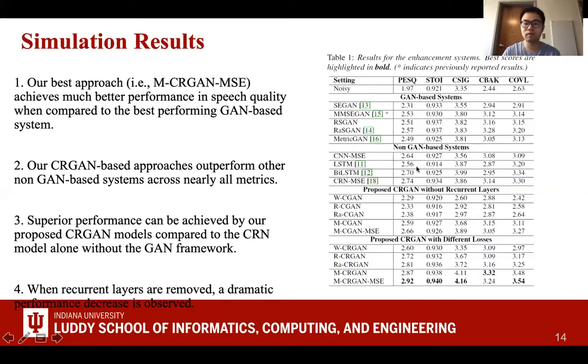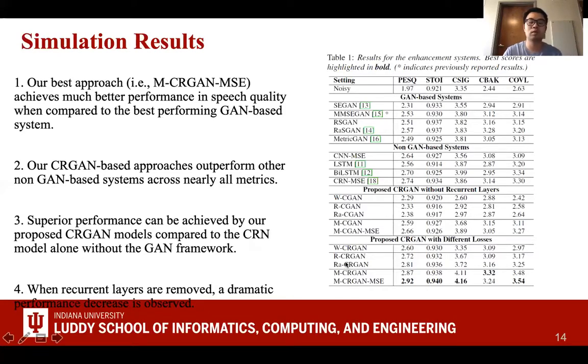So basically, we found our proposed CR-GAN systems outperform these non-GAN-based systems across these metrics by a large margin. We also noticed a superior performance achieved by our CR-GAN models compared to the convolutional recurrent network alone. This one is trained with the mean square error loss and without the adversarial training scheme. So it suggests that introducing the adversarial training scheme is helpful because it can improve the objective scores.